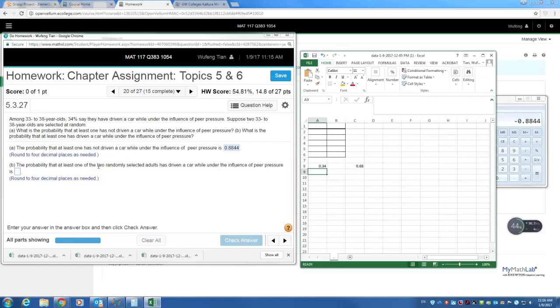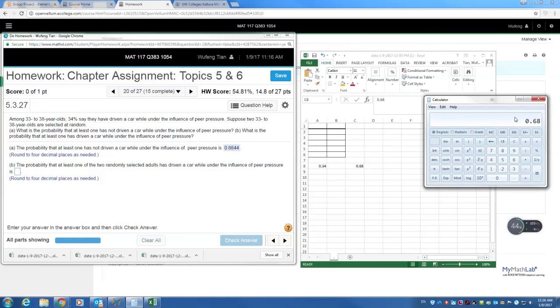At least one of the two randomly selected. You have to use the opposite event to do this one. At least one of the two selected has driven a car under the pressure. So it's no pressure: 0.68 multiplied by 0.68. This means both say no pressure. At least one, so minus 1.